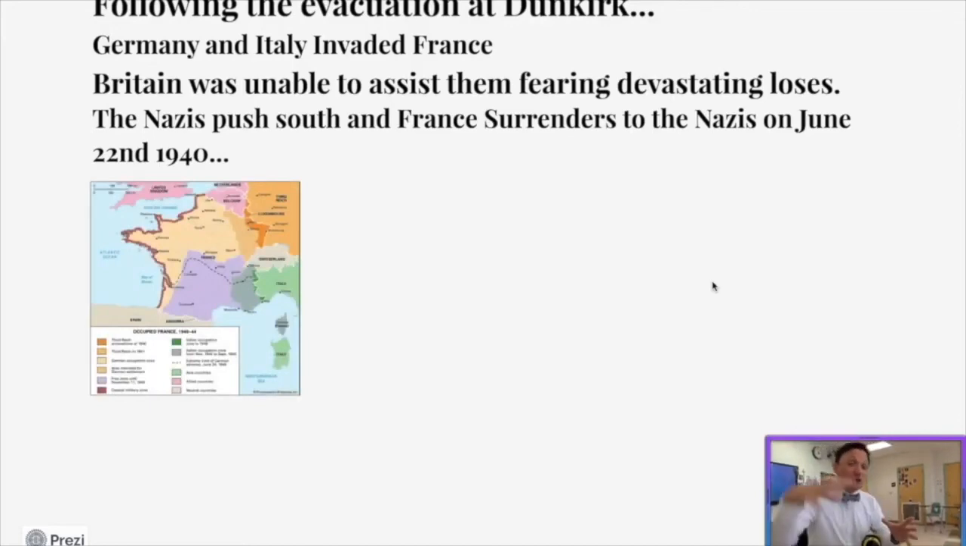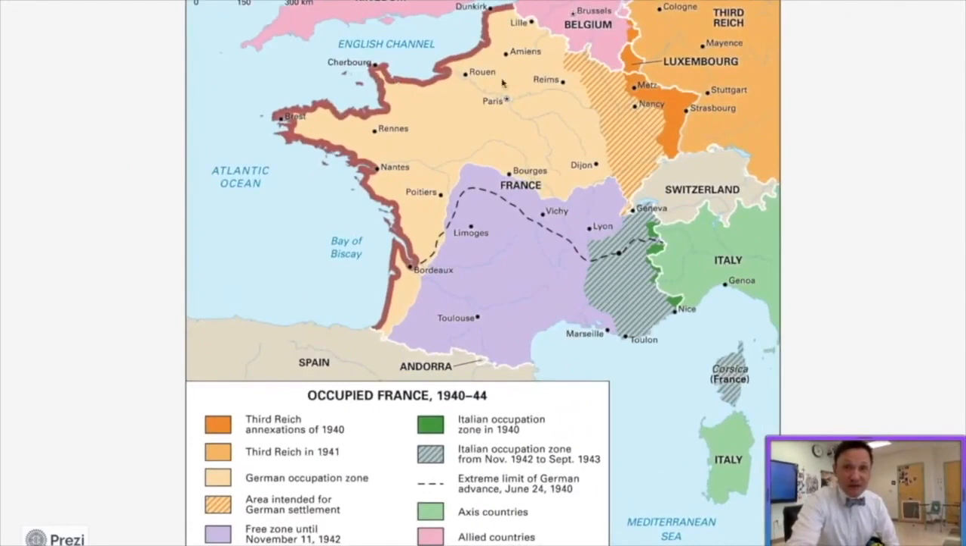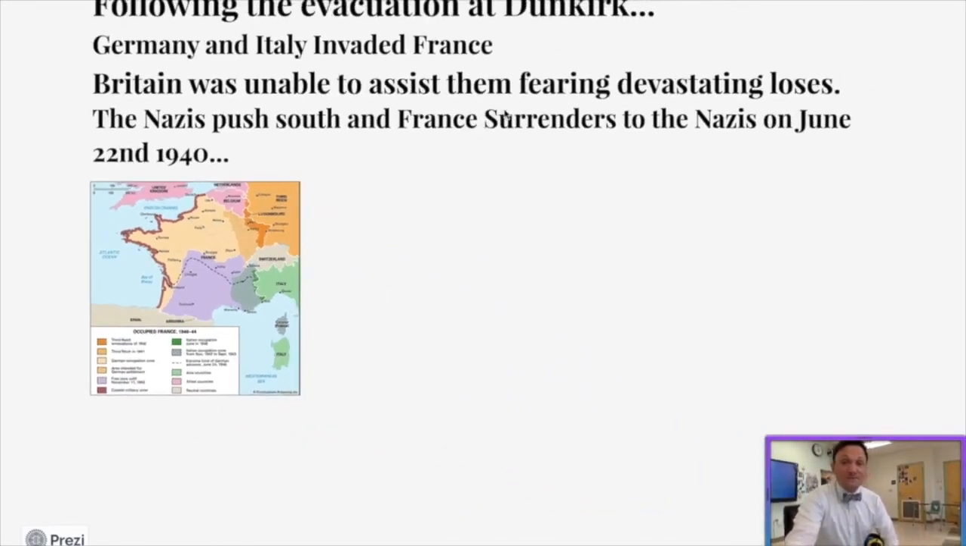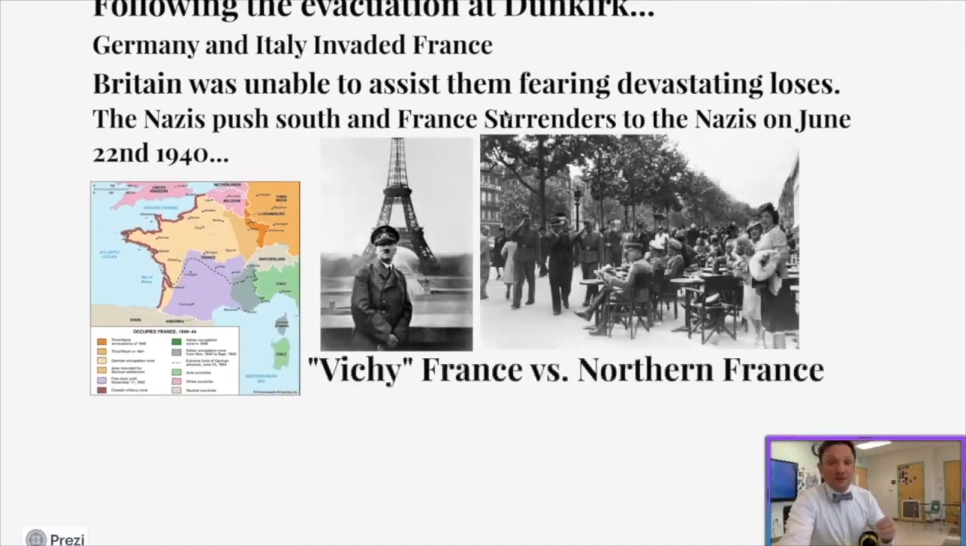So the Nazis are going to push south from Dunkirk, right? So if we look right here, Dunkirk is actually located in this area right here. They push south directly at Paris. And on June 22nd, 1940, the Nazis forced the French to surrender. That's right. France was out of this war as of June 22nd, 1940.